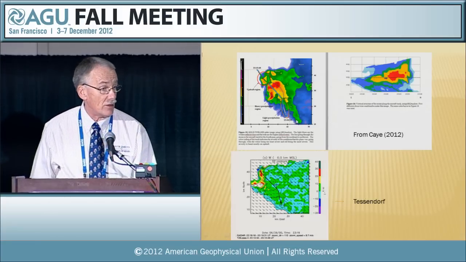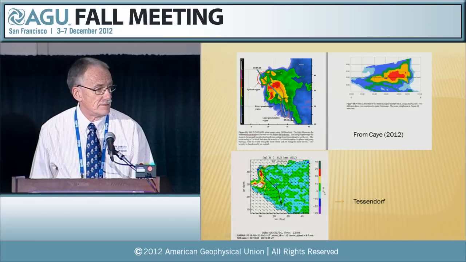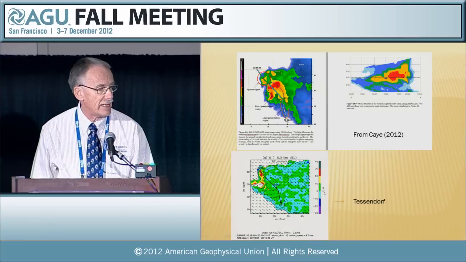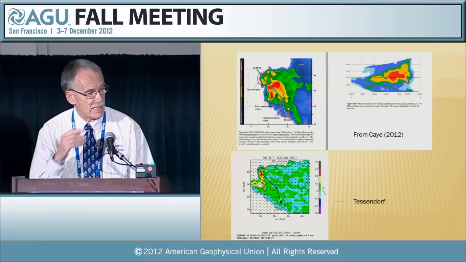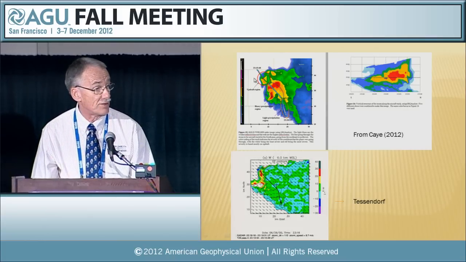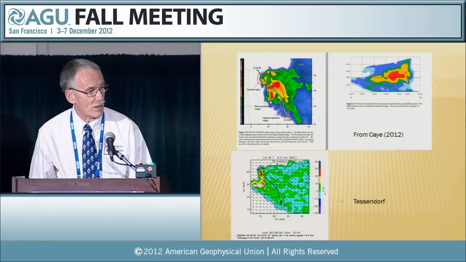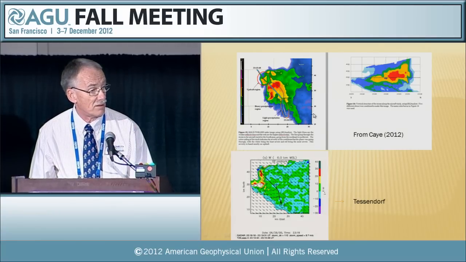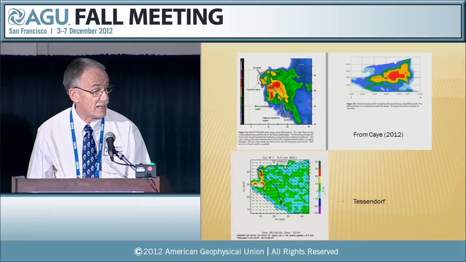So here is a CAPPI at 6 kilometers of the radar reflectivity, and here's the path of our airplane going through the storm. Here's a trailing stratiform precipitation region. The storm was being fed from the southeast, and the anvil was advecting off to the southeast, feeding from the southwest, advecting off to the southeast.